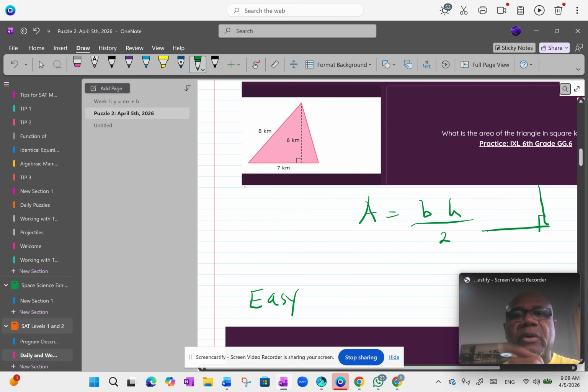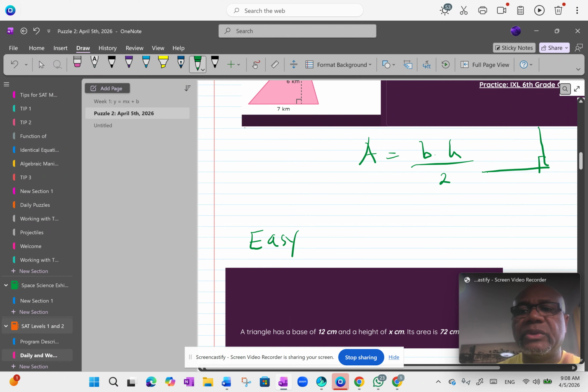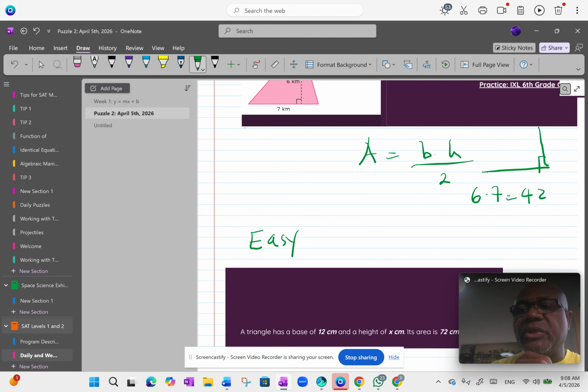So that will be 6 times 7 divided by 2. Always divide by 2. I see a lot of students do 6 times 7, and they write the answer as 42 kilometers squared. Wrong. You have to divide by 2, which is 21.